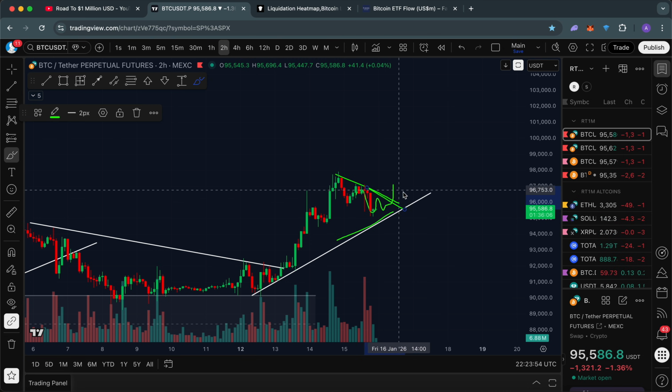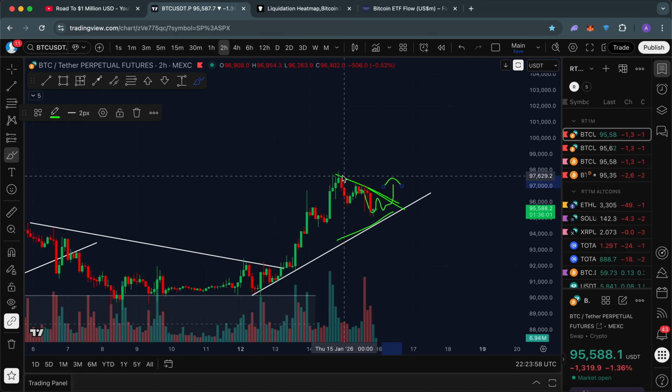For example, if we break above this descending trend line, then likely we are going to get a bit of a continuation and likely an invalidation of that bearish divergence, which would be if we get candle closes on the 4-hour time frame above 97.6k.